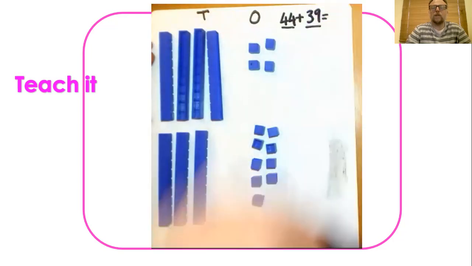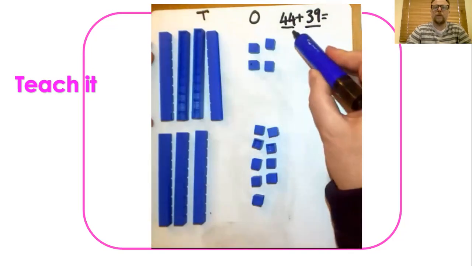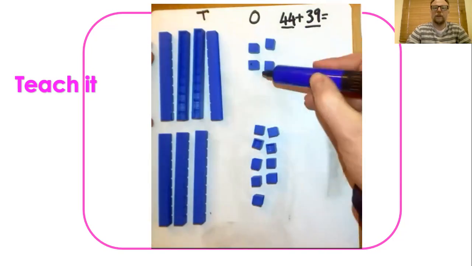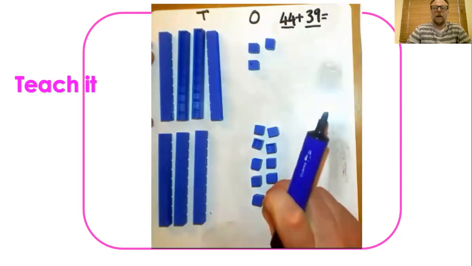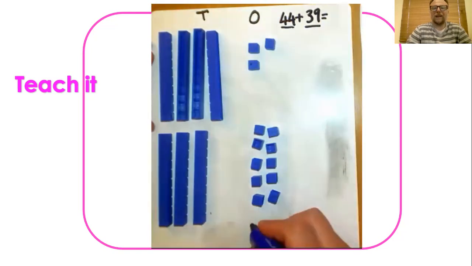Is that what you shouted at the screen? 39? I hope so. So now I'm going to use the same method, but this time I'm not going to make a big number with hundreds in because I can see there's not that many. So I've got 9 add 4. I want to make a 10. That's easy, I'm just going to move 1. So 9 add 1 is 10, add 3 more makes 13.